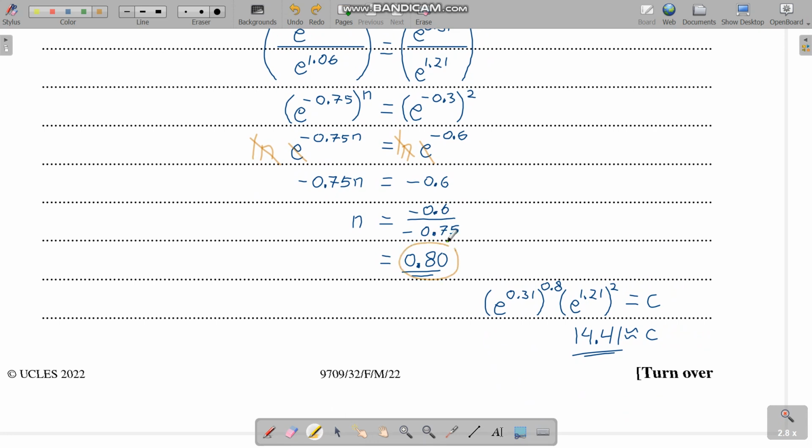So actually this is an exact value. We don't need to use decimal places here, just use 0.8 is okay because this is exact.